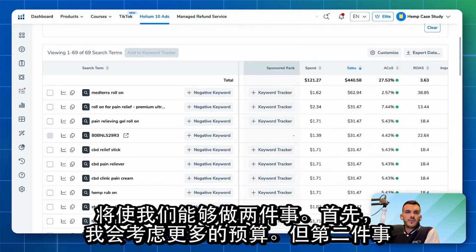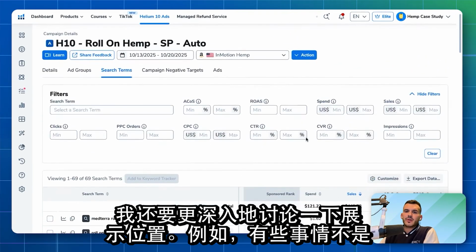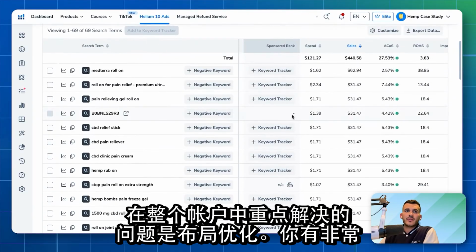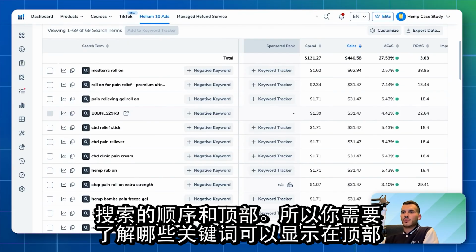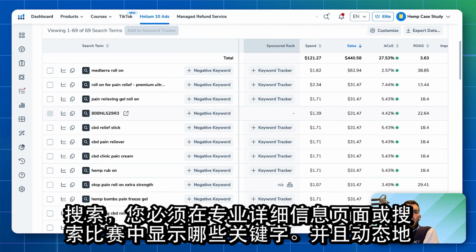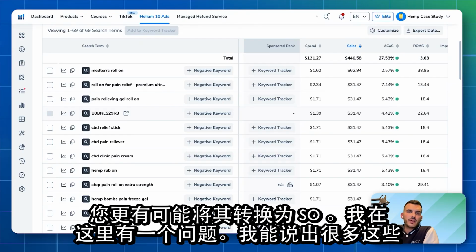But the second thing, which I'm going to go a bit deeper into, is placements. Some of the things not being heavily tackled across the whole account is placement optimization. You're having very efficient conversion, for example, on some keywords at top of the search, which is not the case for others. So you need to understand which keywords you can show top of the search, which keywords you have to show for product details pages or rest of the search, and dynamically allocate budget to make sure that you are showing for each specific keyword where you're more likely to convert into a sale.